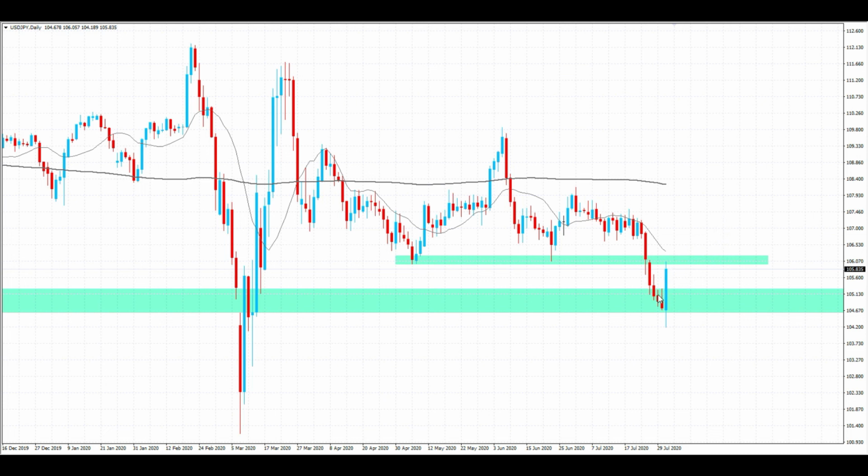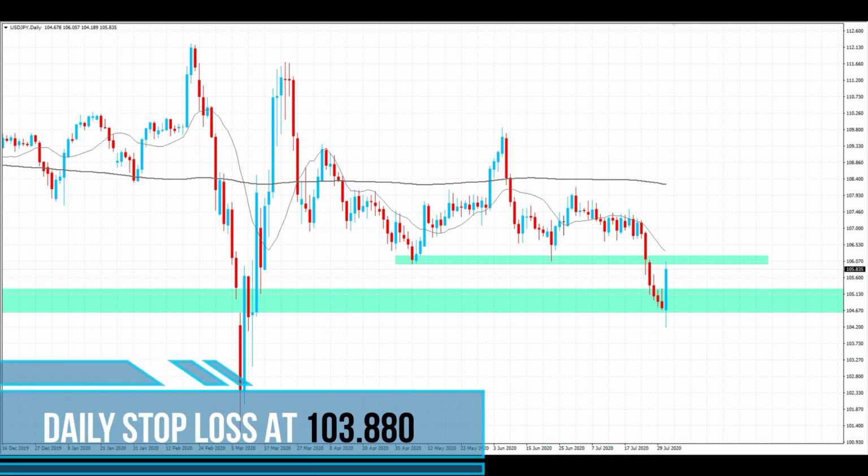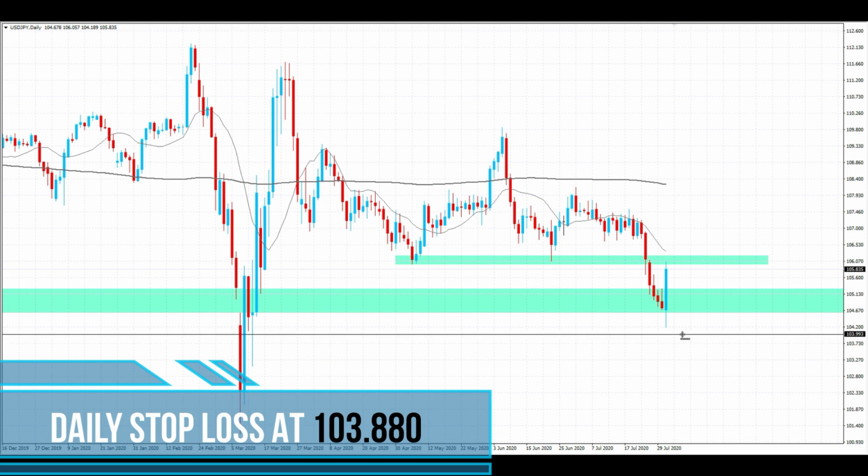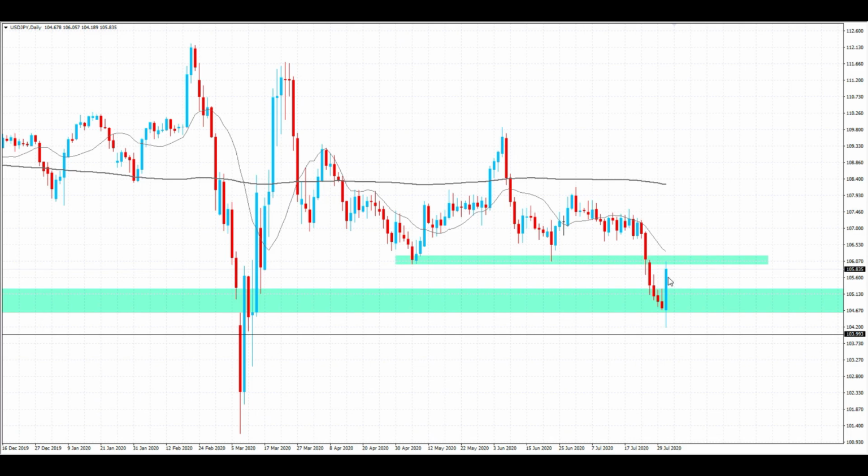But if you take it on the daily time frame, you can take it on this engulfing candle, and your stop loss will be below the pattern, so around here, giving it a bit of room, and then you can look for potential long trades on this bullish candle to the upside.